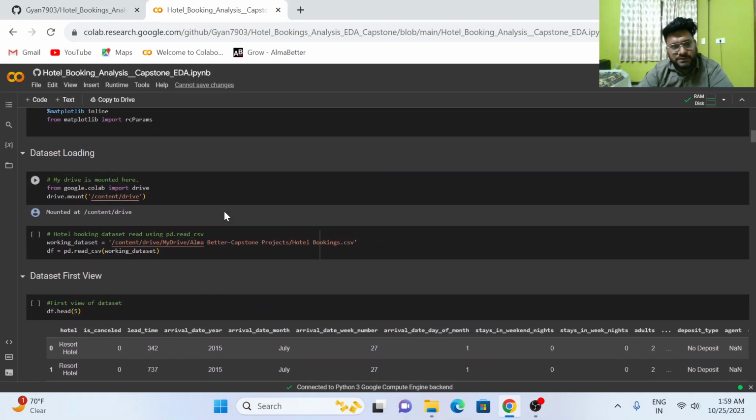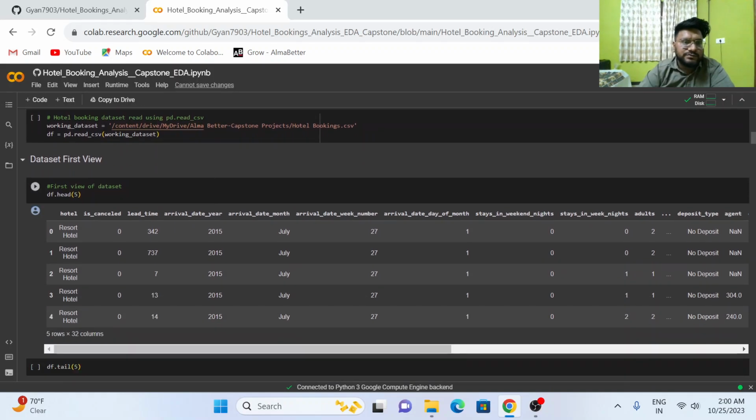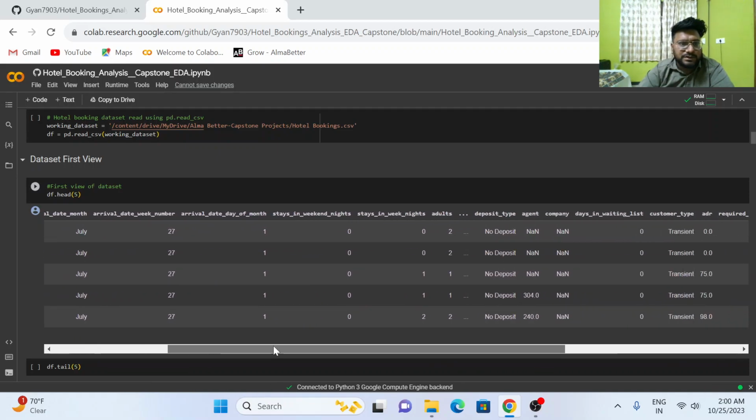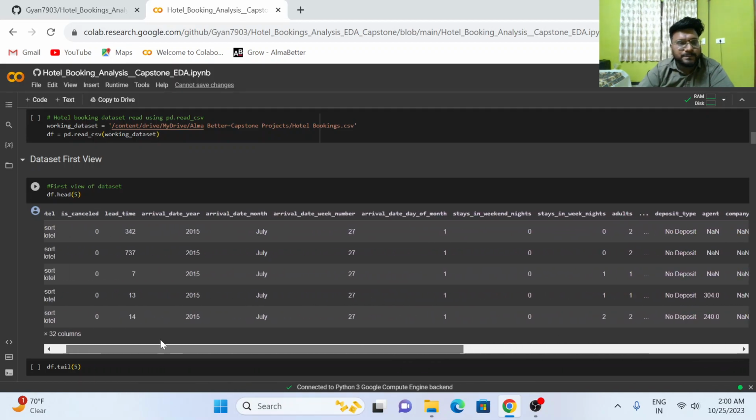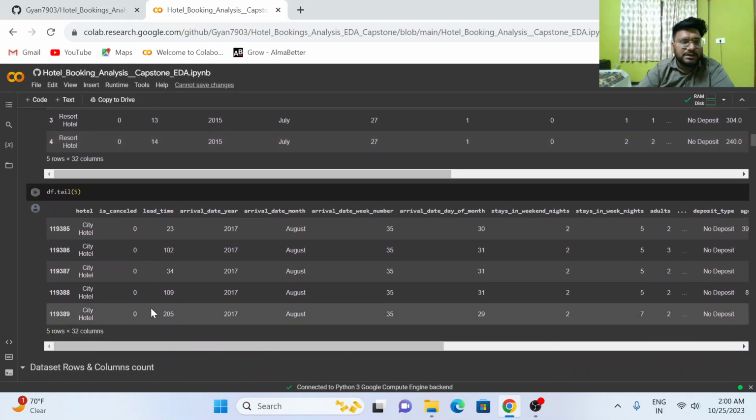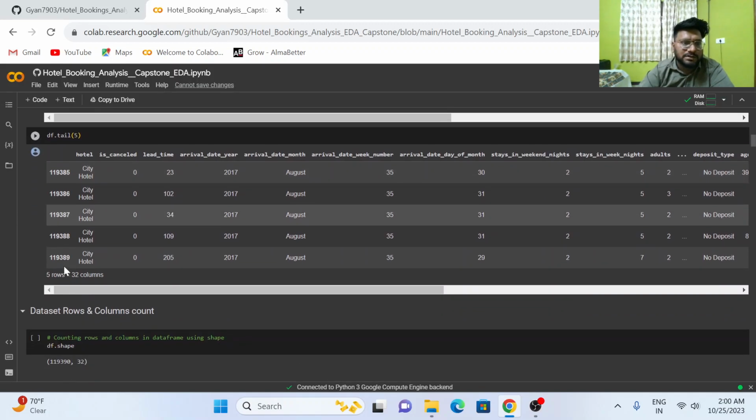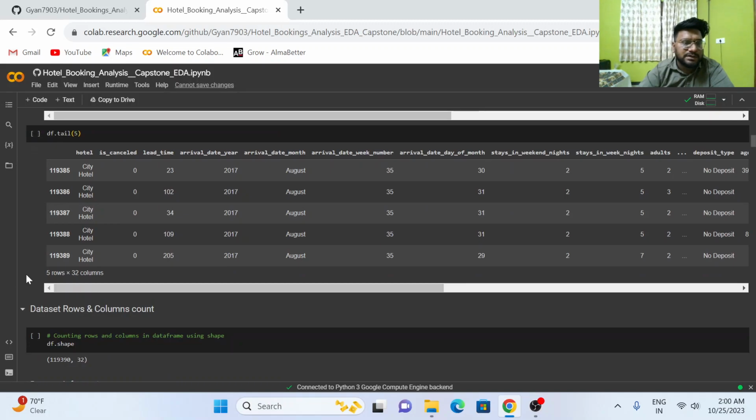To load the dataset, first of all we will be mounting our drive. After mounting our drive, we will be reading the dataset and saving it into a data frame using pd.read_csv. So this is the first view of the dataset, the first 5 observations or readings of the dataset. Next is the tail of the data, basically the last 5 readings or observations of the dataset.